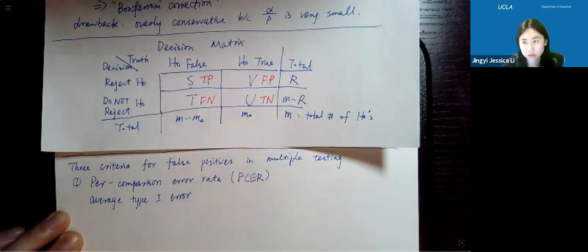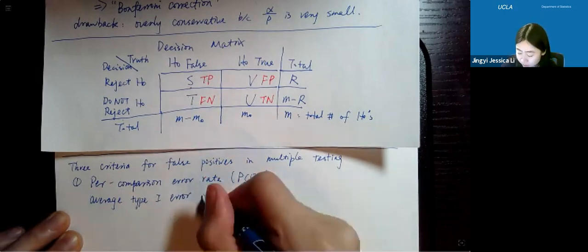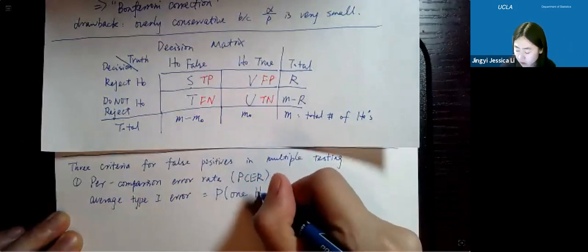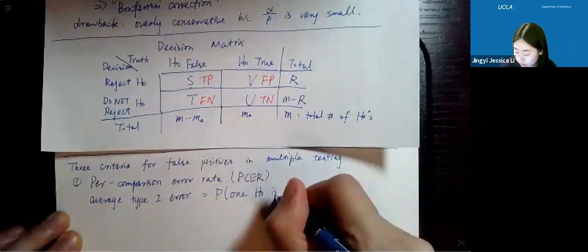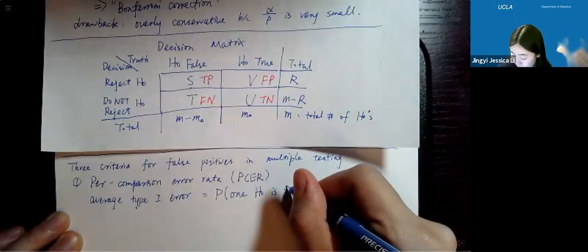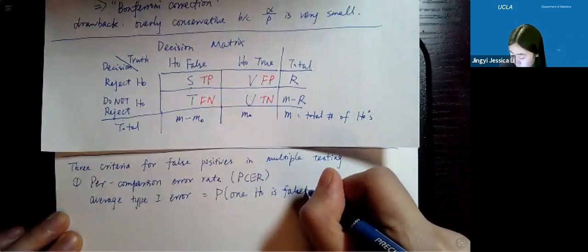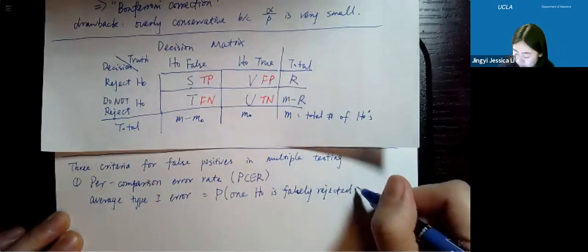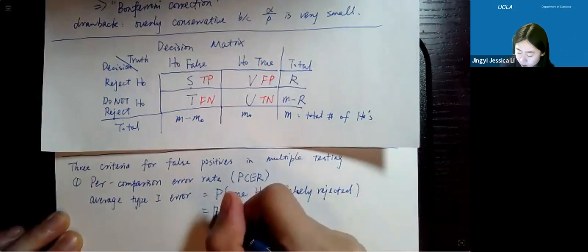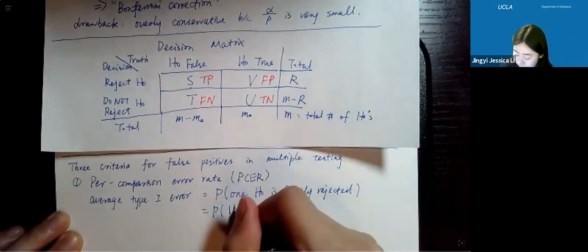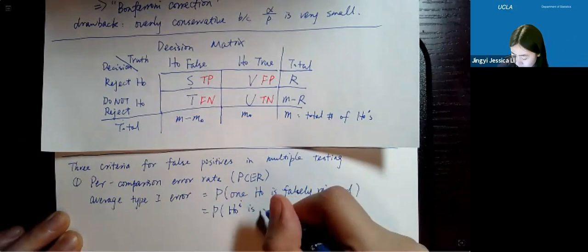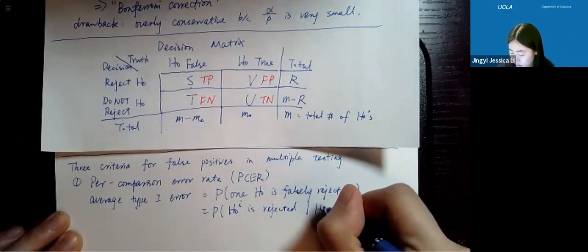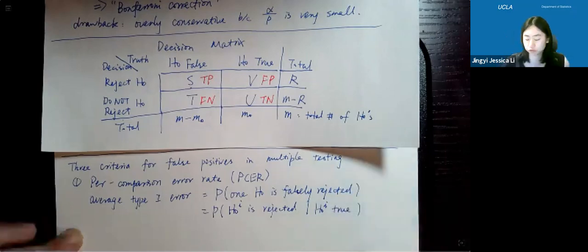Or in other words, we can say that it is the probability that one null hypothesis is falsely rejected. And to be more precise, we should write it as the probability that any null hypothesis is rejected. That's our decision, given that the ith null hypothesis is true.